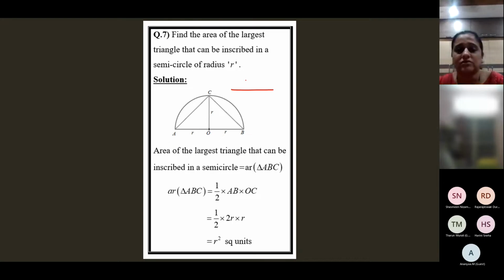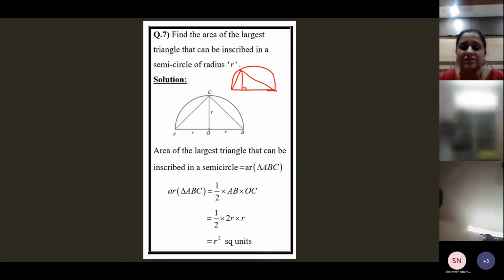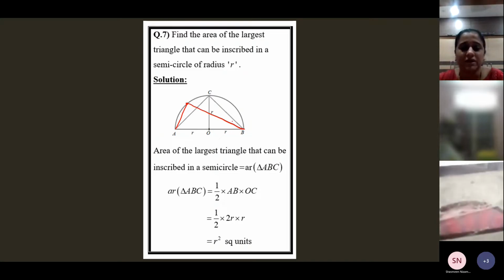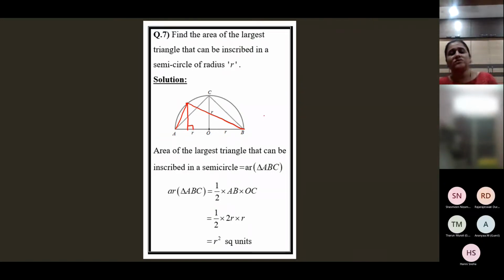See, I can show you other triangles. See here, with this base, you can draw a triangle like this. But this will be the height. Definitely, this height will be less than the radius. This is the maximum height, which is the radius. If you take a triangle like this on the same base AB, the altitude will be this one. So you understand, right? Half base into height. It will not give you the maximum area. Biggest area you cannot get.